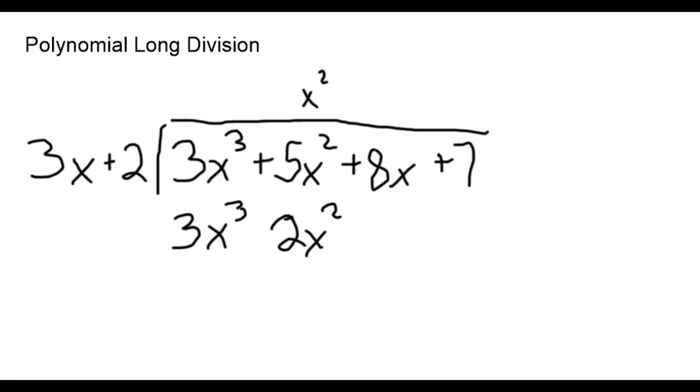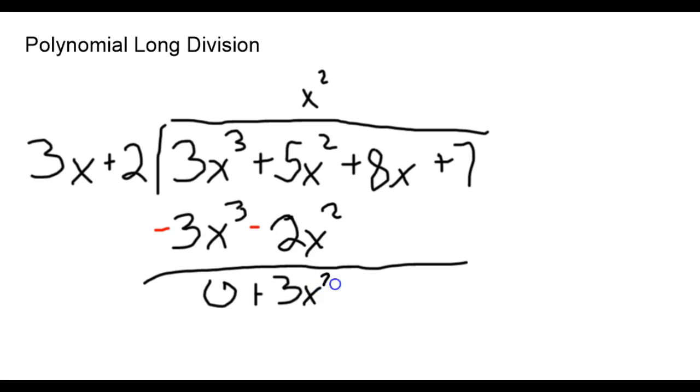Once I write these values down below, we are subtracting those. So if I subtract those from what I have above, 3x cubed minus 3x cubed is 0. 5x squared minus 2x squared is a positive 3x squared. Then we bring down everything else. We have plus 8x plus 7 at the end.